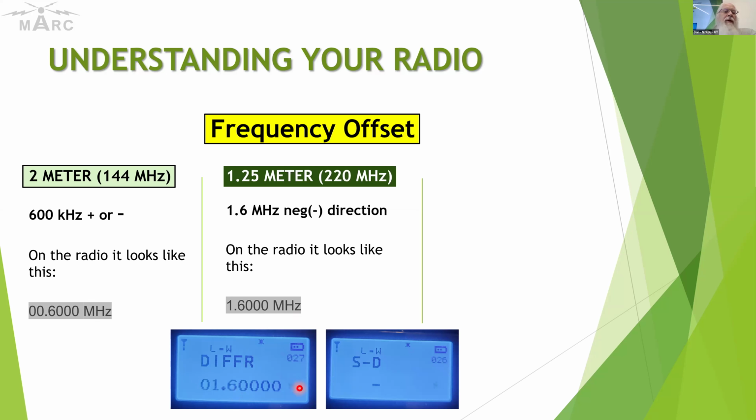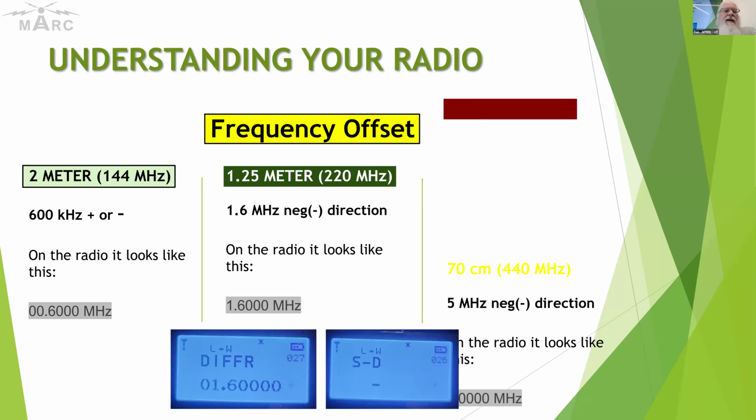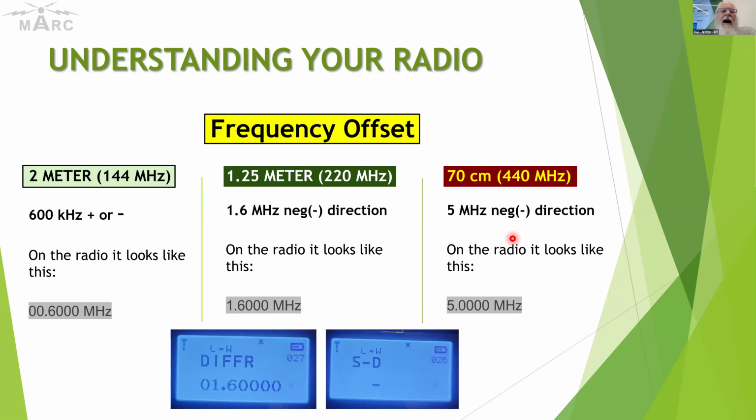On the radio, it looks like 1.6 megahertz. And here's an actual screenshot of one of my radios that is showing you the difference. They call it difference, 1.6, and the direction is a negative. So I have to program the negative and the offset in this radio for it to do what it's supposed to do. And we need to take a look at your radio. And then of course the 70 centimeter band, it's a 5 megahertz offset, and it looks like 5 megahertz on your radio. And it's always negative. So that's a subtract.